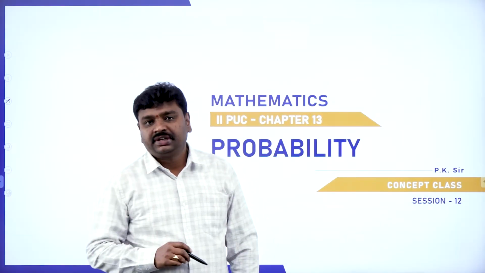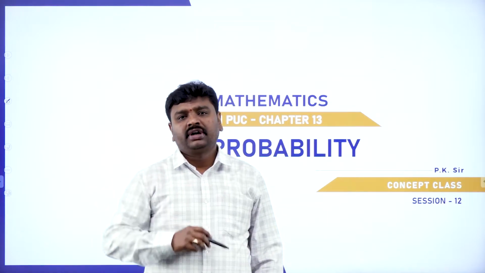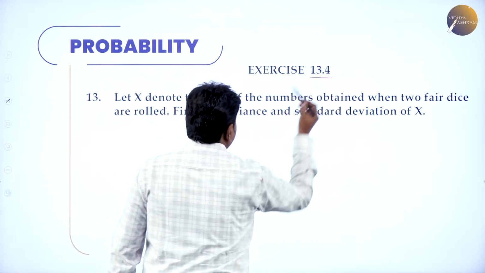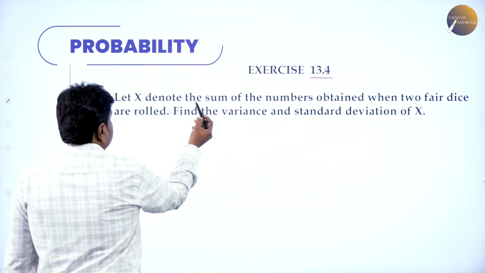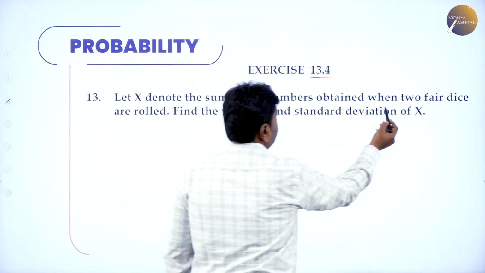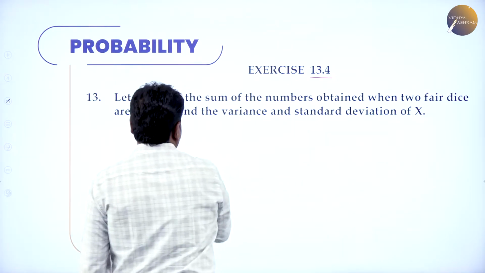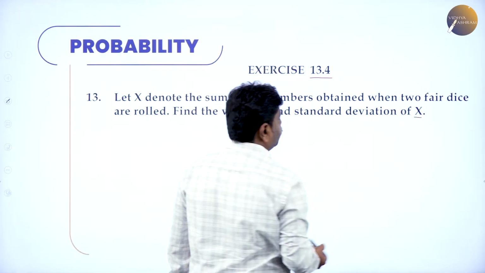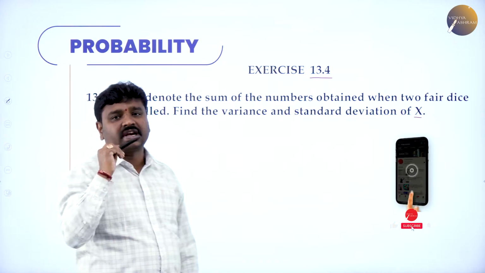Welcome to the session, dear students. Today we'll go ahead with the problems of probability. So now exercise 13.4. Let x denote the sum of numbers obtained when two fair dice are rolled. Find the variance and standard deviation of x. So they want variance and standard deviation.